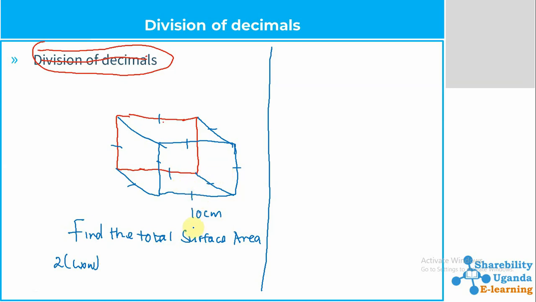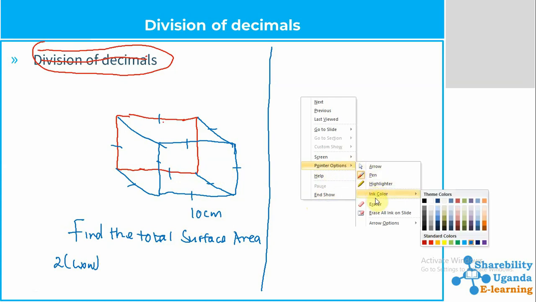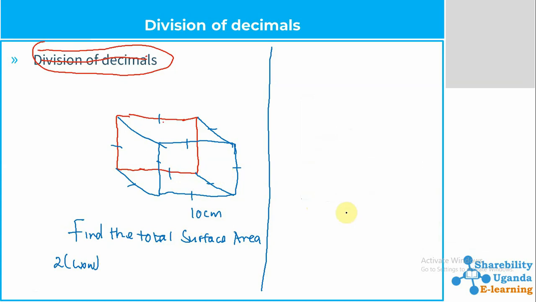Okay, let me get another color to differentiate this. If we have our face 1, this one, then we have our face 2, face 3, face 4, face 5, and face 6. So these are our faces.